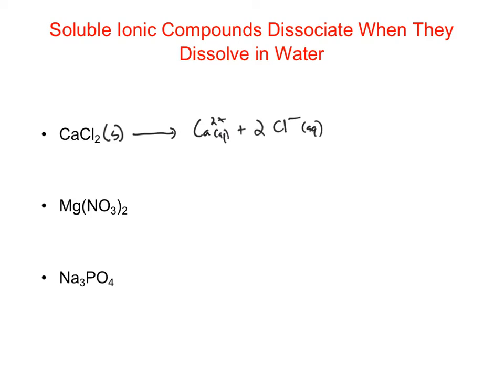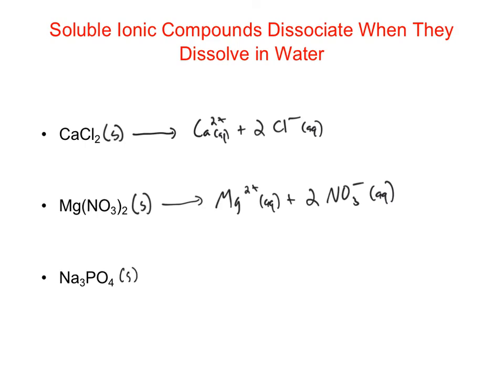Same thing for magnesium nitrate. An ionic compound not dissolved in water is going to be a solid at room temperature. That'll break up into 1 magnesium ion. Let's rewrite that 2+. And then it'll break up into 2 nitrate ions.